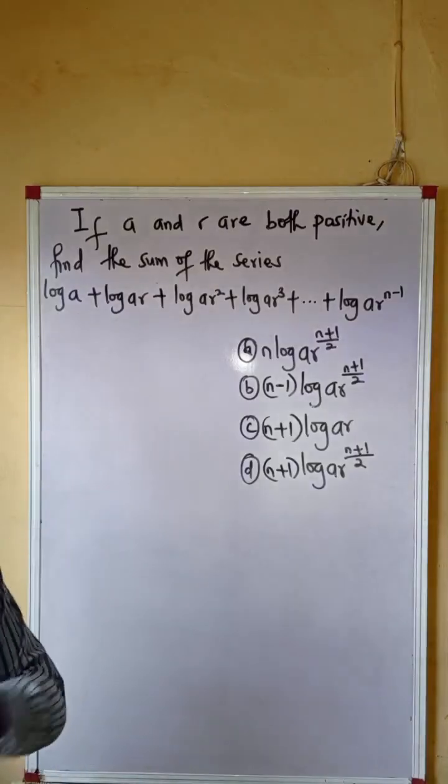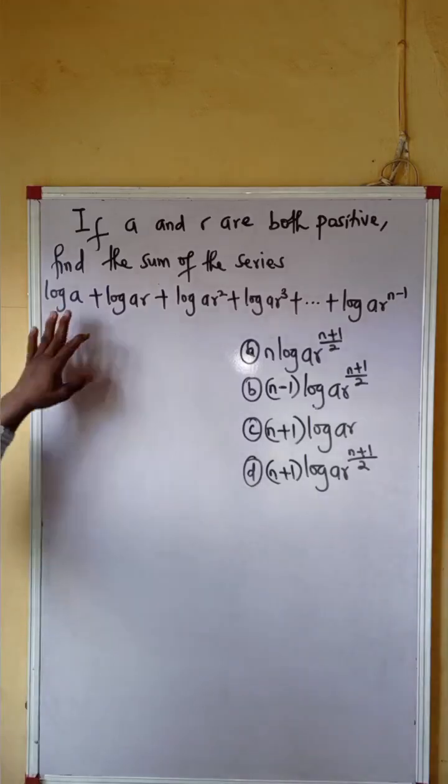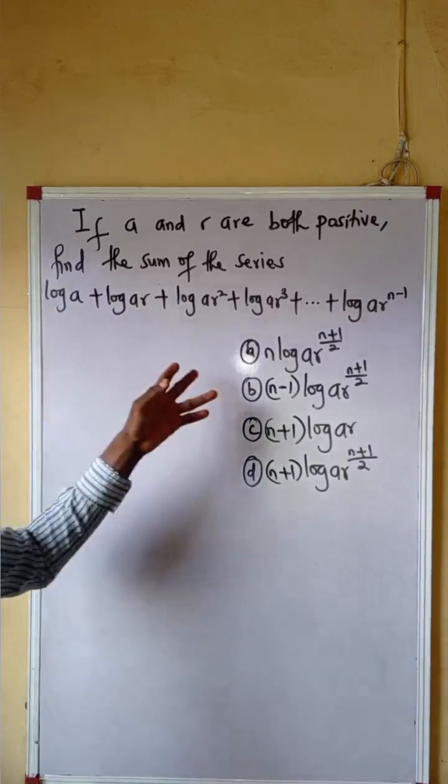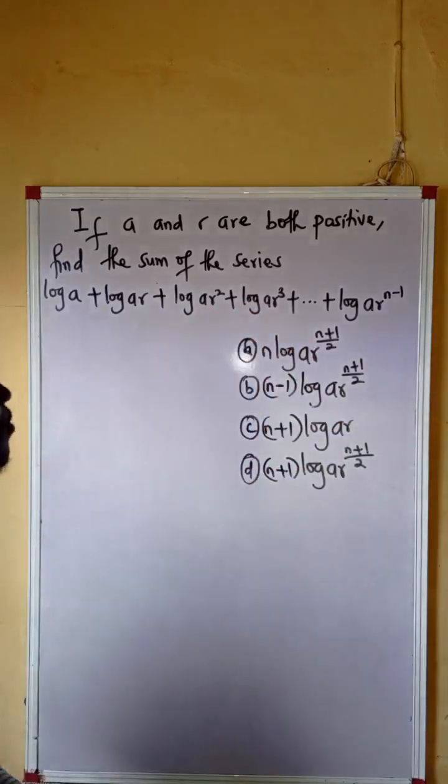Here is a question under sequence and series. If a and r are both positive, we have to find the sum of the series log a plus log ar plus log ar squared down till log ar to the n minus 1.